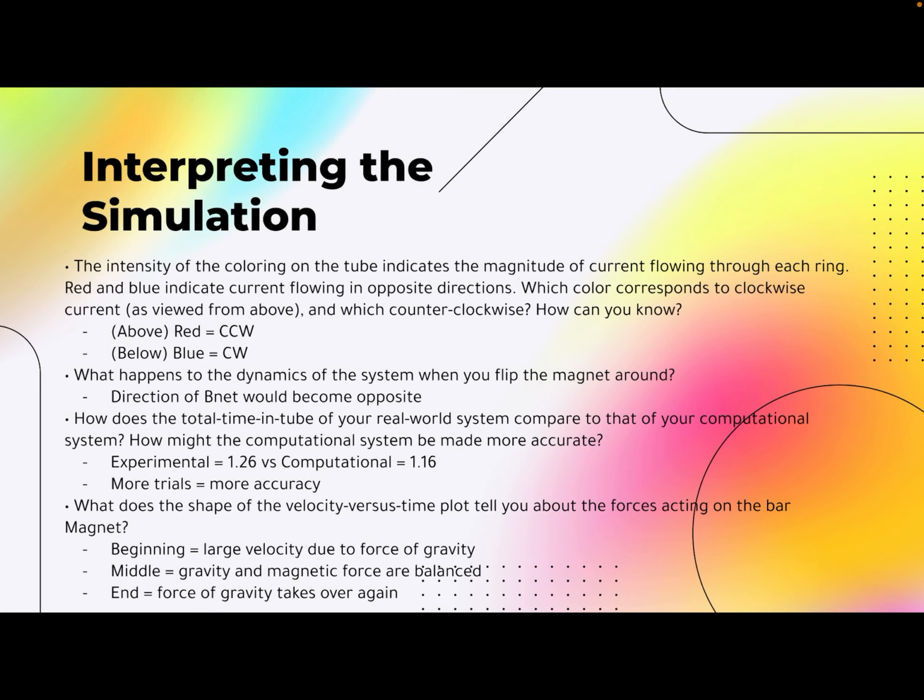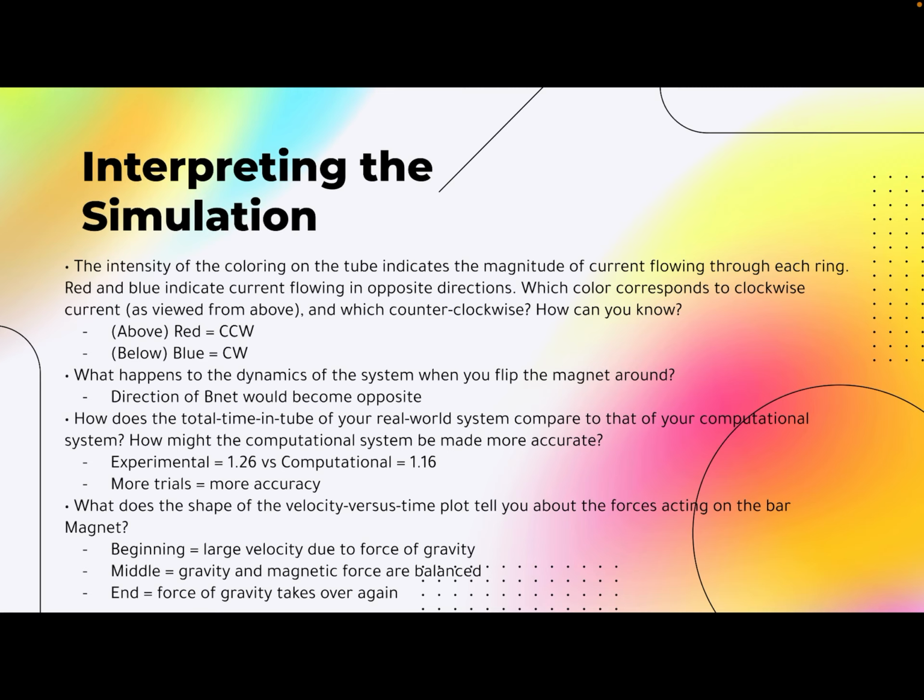And how does the total time in tube of our real-world system compare to that of our computational system? And how can we make these more accurate? So I think that my experiment was fairly accurate. When I did it myself, I got the result of 1.26, while the simulation it was 1.16, so there's not that much of a difference. But if you do more trials in real life, then that will probably increase the accuracy I got for my experimental portion.